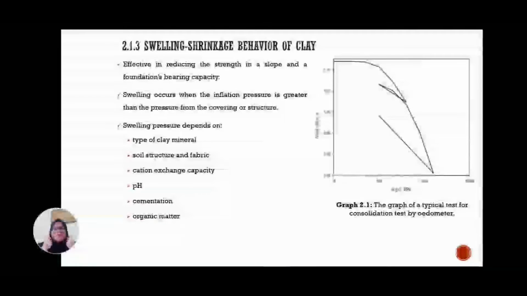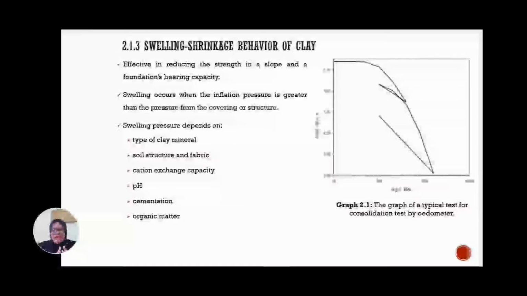So from graph 2.1, it shows the graph of a typical result of a consolidation test by odometer.